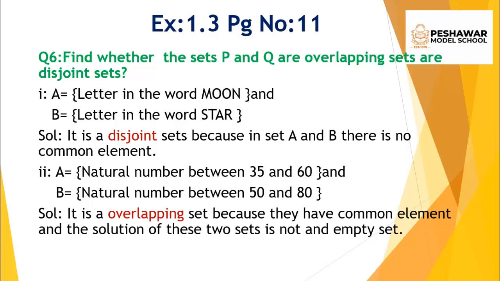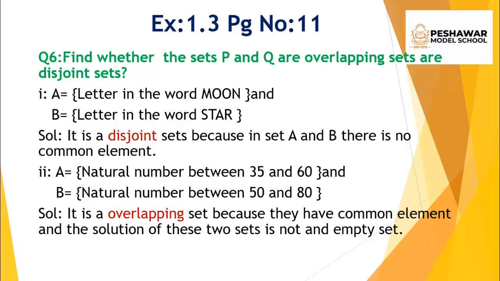So it is a disjoint set. Now come to part 2. A is equal to natural numbers between 35 and 60, and B is natural numbers between 50 and 80. Whenever we have to write down the natural numbers between 35 and 60, we write 36, 37, up to 49 and so on. And natural numbers between 50 and 80: 51, 52, 53, up to 79.